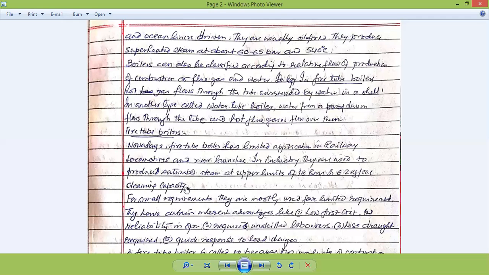For small requirements, they are mostly used for limited requirements. They have certain inherent advantages like low first cost. Initially, you have to spend less money to make this type of fire tube boiler, and reliability in operation. The operation is quite reliable and requires unskilled laborers, less draft is required, and there is quick response to load changes.